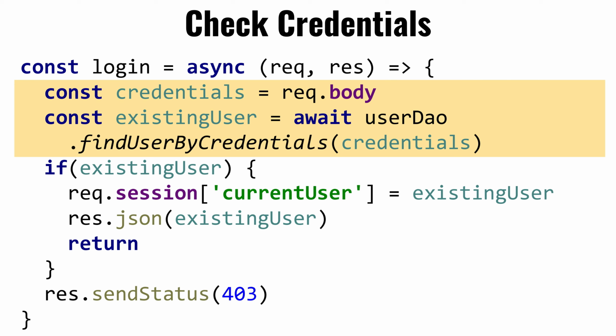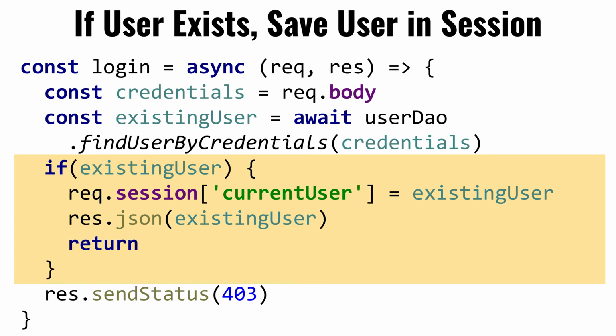The login HTTP handler function parses the credentials from the request's body posted by the login service function from the React web application. We pass the credentials to the find user by credentials function in the DAO to check if there's a user with that username and password. If the credentials are good, then the user is saved in the session's current user property so we can remember who is currently logged in subsequent requests. If the user exists, we respond with the current user, or with 403 otherwise.